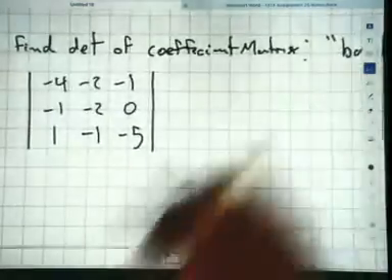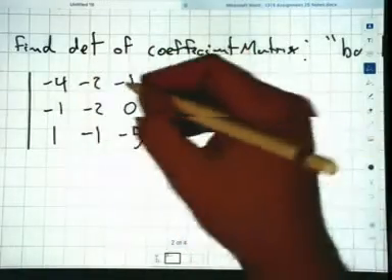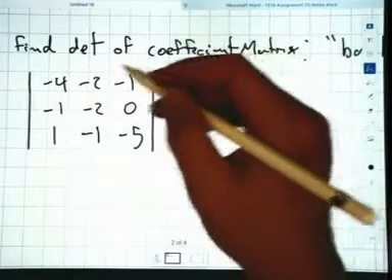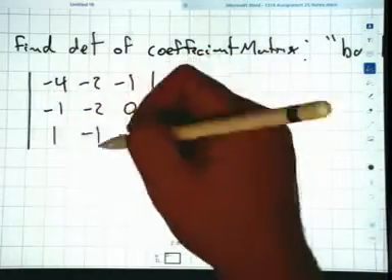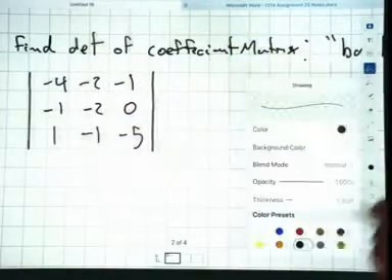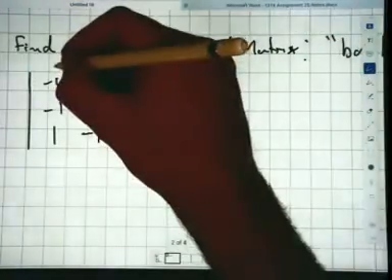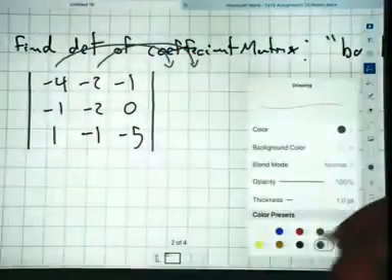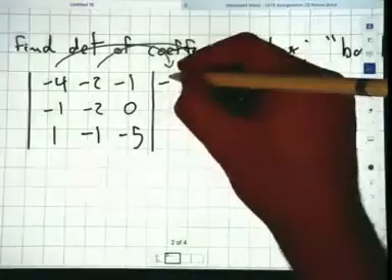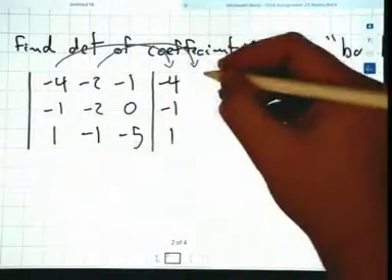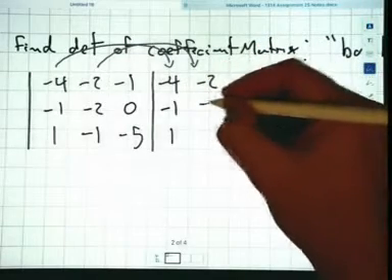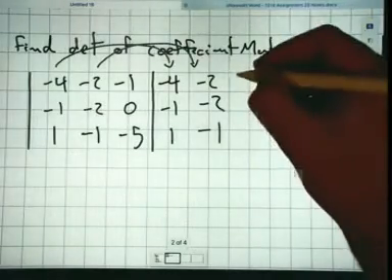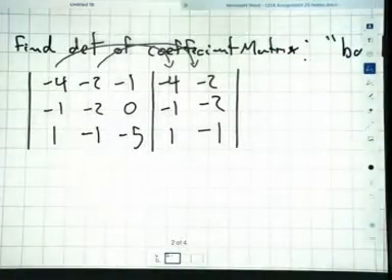So here's what we're going to do. We're going to continue this coefficient matrix by repeating the first two columns. So, just kind of showing you what I'm about to do, we're just going to repeat them. So you've got -4, -1, 1, and then -2, -2, -1. So that's the first step. Repeat those first two columns. If you want to, go ahead and put a line right there.